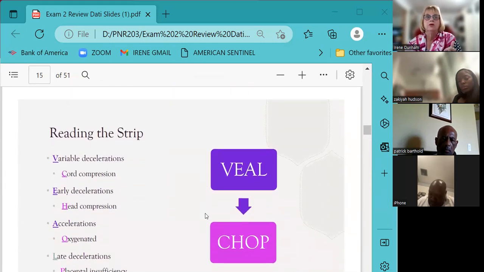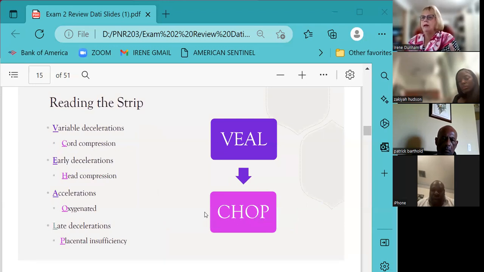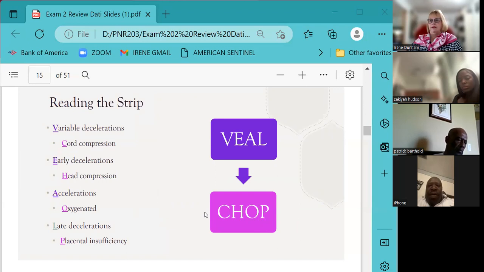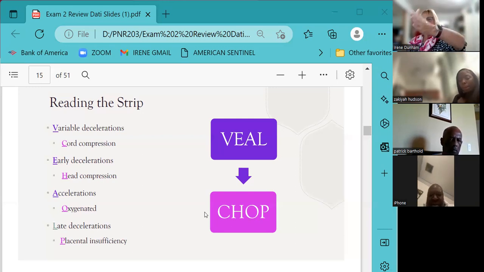Okay, and here's that old saying, VEAL CHOP. I think you probably had it in class, but it's a good way. You write down VEAL on one side and CHOP on the other side. V stands for variable deceleration caused by cord compression. The E stands for early decelerations caused by head compression. Yeah, the head's coming down. A is for accelerations, and it's A for A-OK. Hey, I'm okay in here, nurse. I love accelerations. Late decelerations are caused by uteroplacental insufficiency.